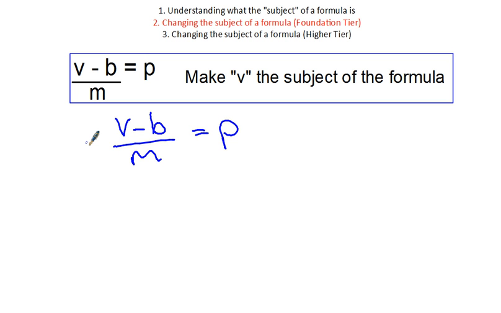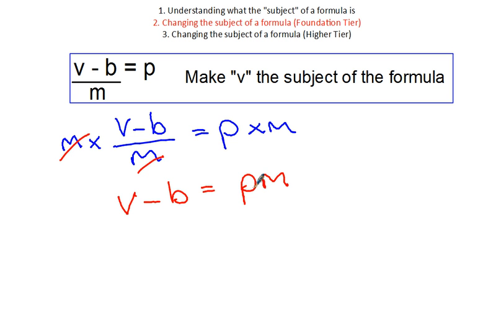So we know that the opposite of divide is multiply. So I'm going to multiply both sides by m. I'm going to rewrite out, these obviously cancel because they're opposites, and we have v take away b is equal to pm. You can write p times m if you want, but with algebra we don't have to do that. The next step, we want v to be the subject of the formula, so I'm going to add b to get rid of it.